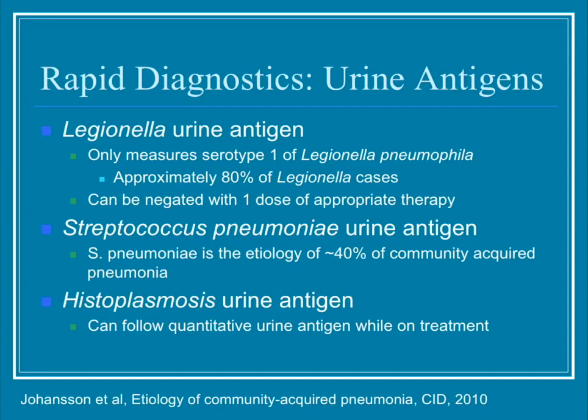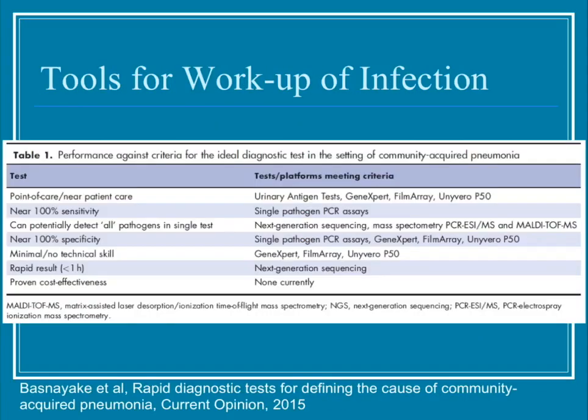Strep pneumoniae, note, of course, is the etiology of 40% of your CAP cases, and we just had one on bone marrow transplant literally last week. Histoplasmosis urine antigen, I like this because it's a quantitative urine antigen that if you find someone has disseminated histo, and you're treating them, then it will slowly go down, ideally. Other tools are single pathogen PCR assays, for example, like the HSV PCR. You see there's a lot of different things. It's rapid, it is cost effective, and very sensitive and specific.